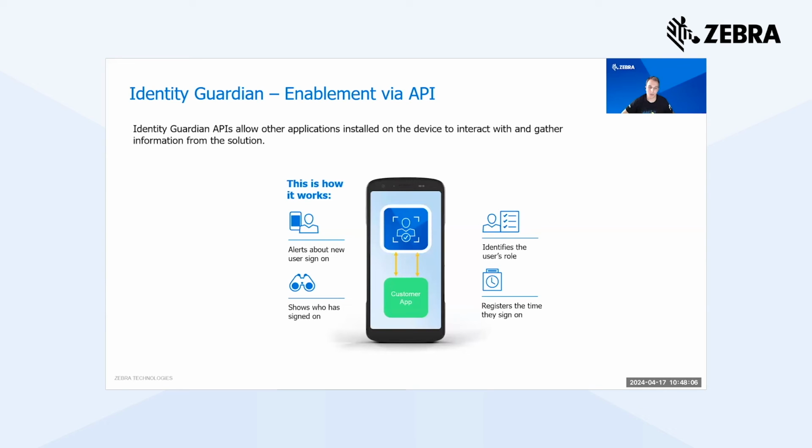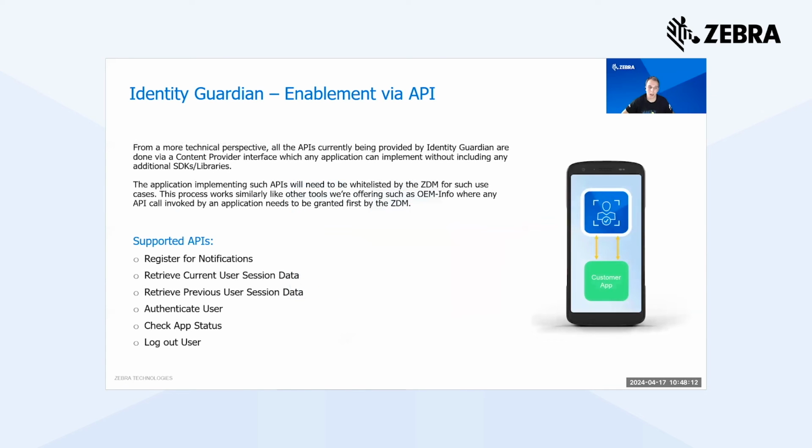And if we take a closer look at the actual APIs on the next slide, we actually have 6 different APIs which can be used. And in this case, we are not talking about a library. We are talking about APIs which can be implemented via a content provider interface. So if you're familiar with content providers and you're also familiar with other tools that we are offering, it's going to work in a similar way. Like, for example, the OEM Info application, which is used to retrieve non-resettable identifiers.